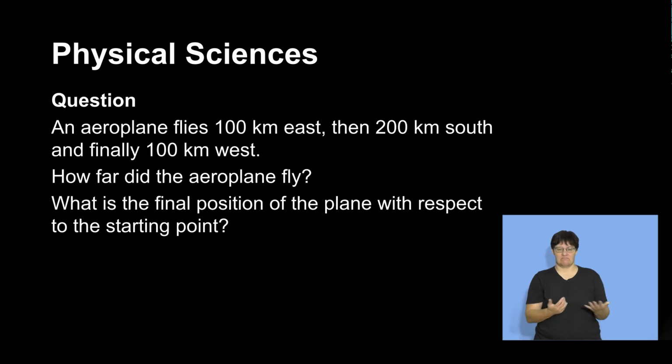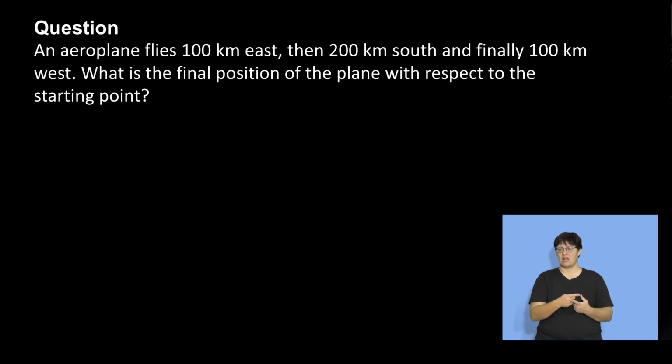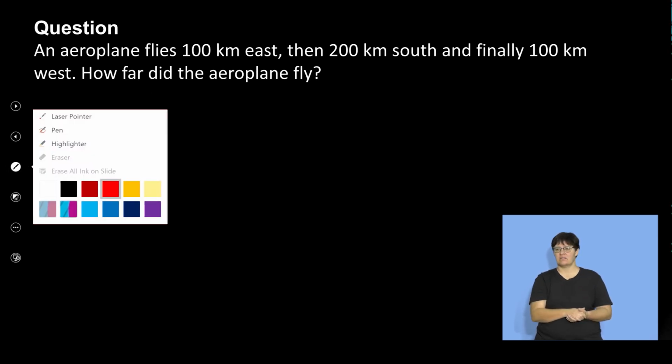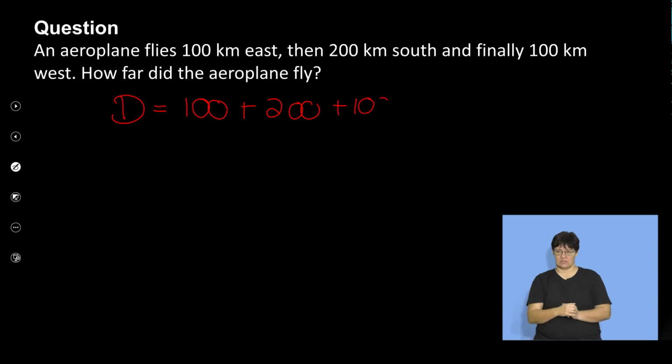Okay? One last question. Aeroplane flies 100 kilometers east, 200 kilometers south, and finally 100 kilometers west. We want to know how far it flew and what its final position is. So if we go to the first one, how far did it fly? Far means distance. So distance, it went 100, then it went 200, then it went 100 again, so that's 400 kilometers, okay? We don't care about displacement.